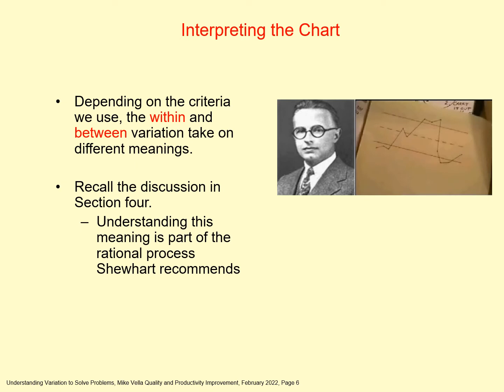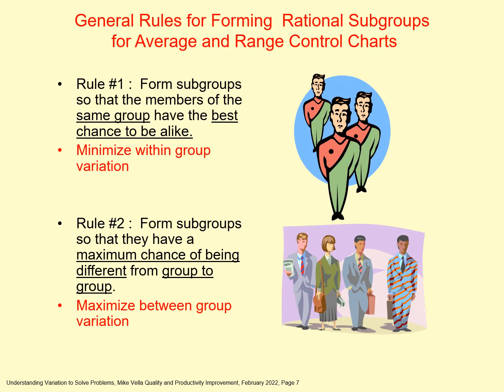So Dr. Shewhart, again, said that depending on the criteria we use, the within and between variation takes on different meaning. And we went through the discussion about within variation and between variation in part 2 of this presentation. So recall this discussion in session 4, and it's really, really key to understanding Dr. Shewhart's recommendation on rational subgroups. Two major rules for forming rational subgroups for average and range control charts.